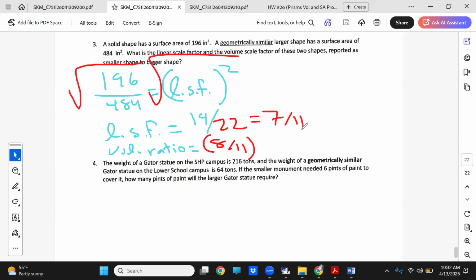So 7 over 11. My apologies. If you do reduce the fractions beforehand, you could totally do that. You should have had 49 over 121 if you reduce it correctly. And then you've got to cube that. That's going to be 343 over 1331. So that was hopefully pretty straightforward. Go and try 4 now.